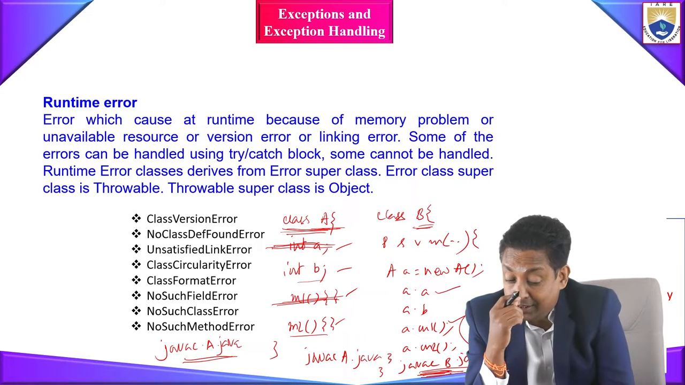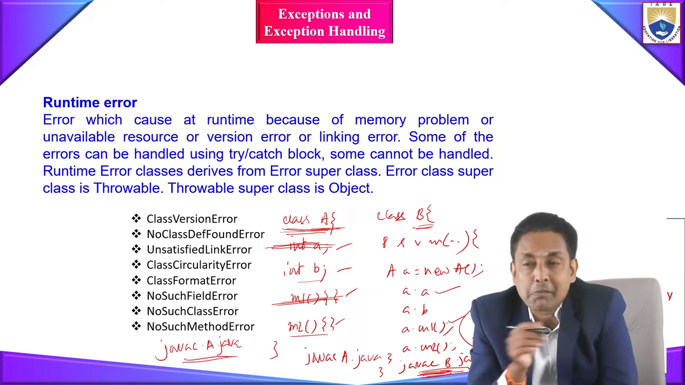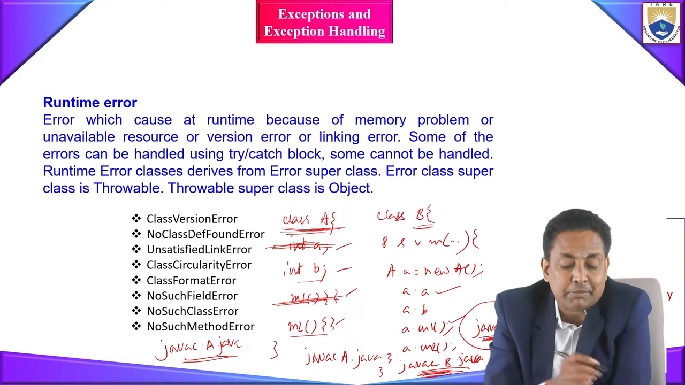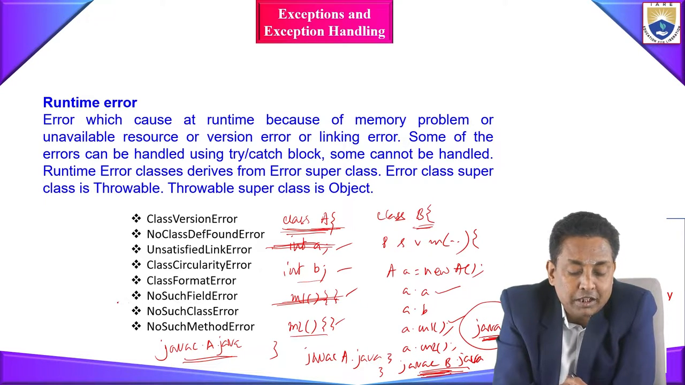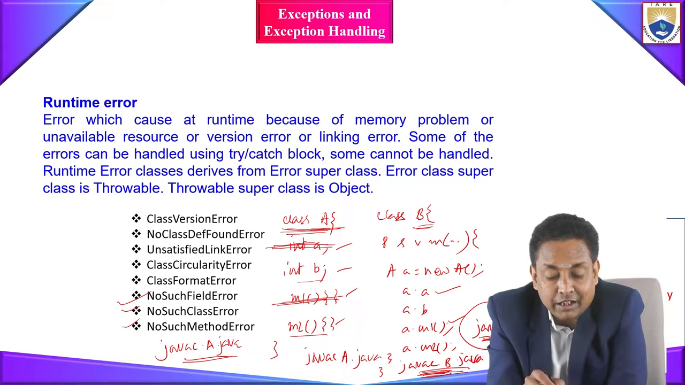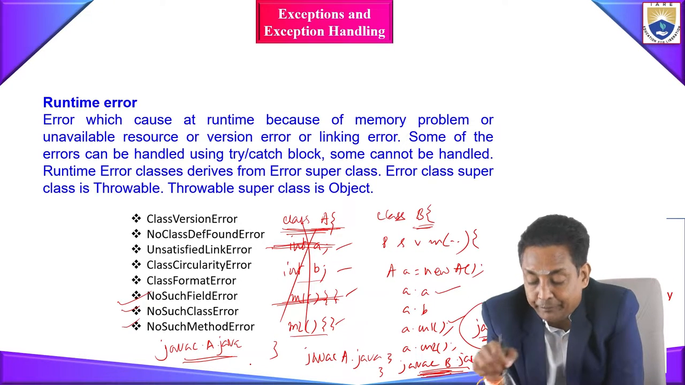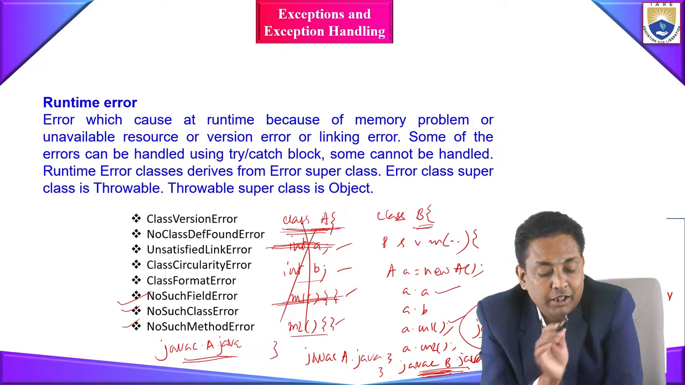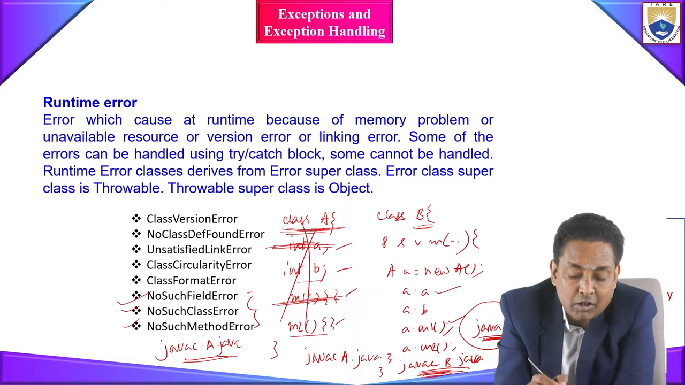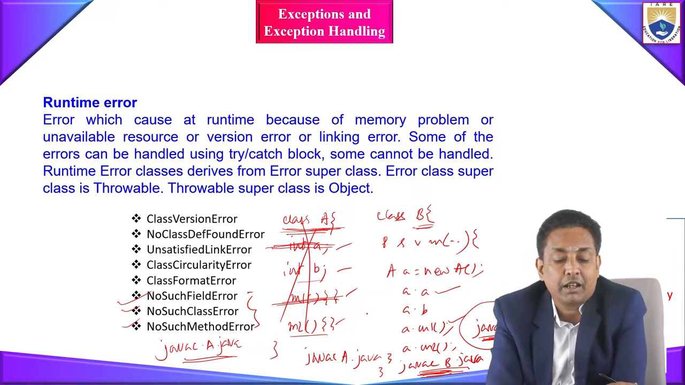So what is this? Is this a runtime error or a compile time error? It's a runtime error. Such errors are called no such field error, no such method error, and no class definition error. Or if A.java and A.class are completely removed and you run Java B, you will get a no class error. So these three belong to this type of errors.